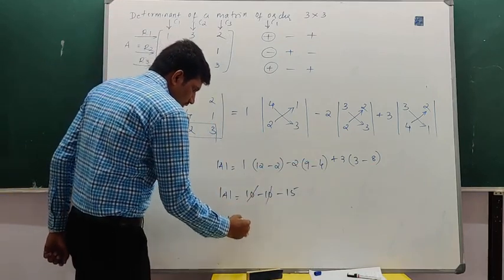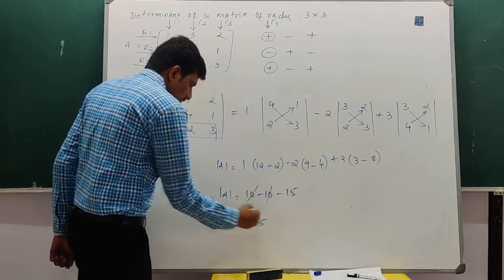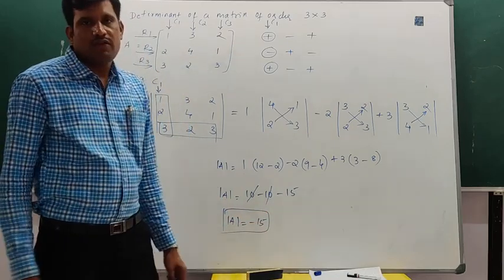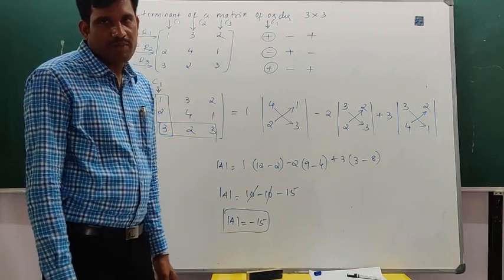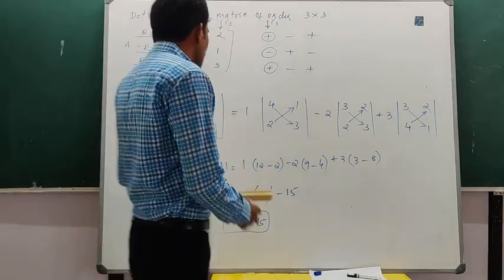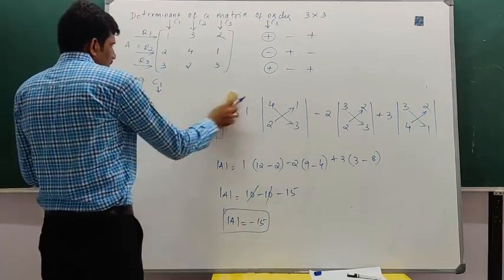So what is the determinant of A? By using the first column, C1, we are getting minus 50. Right? So next, expand by using C2, that is the second column.